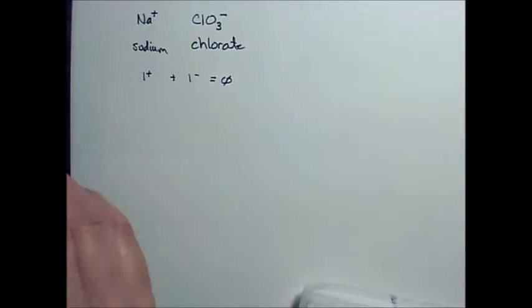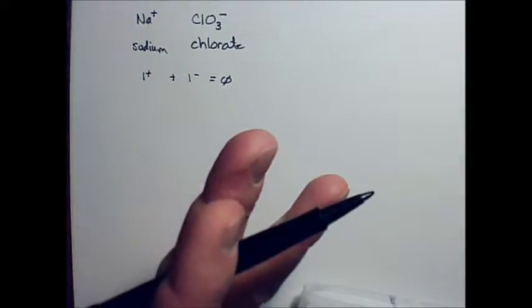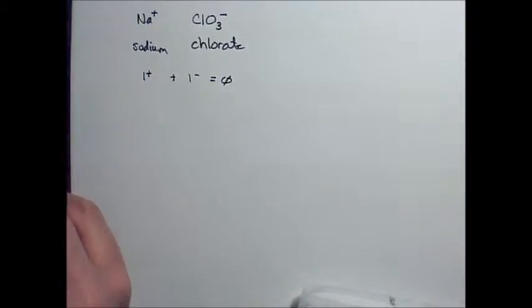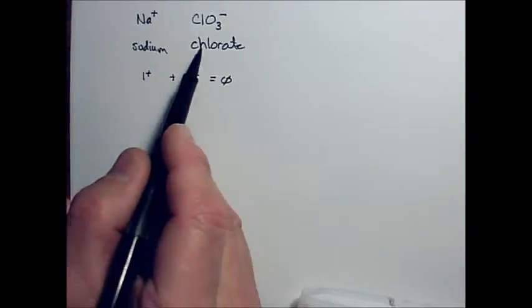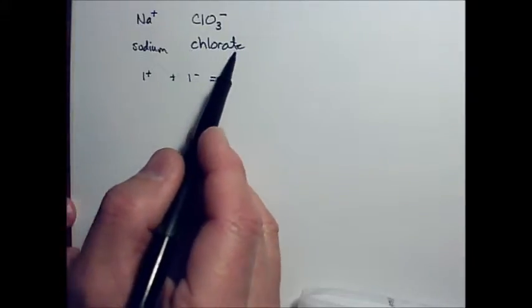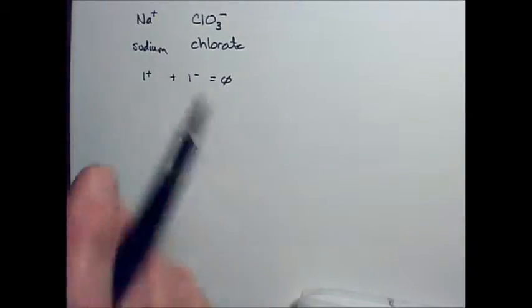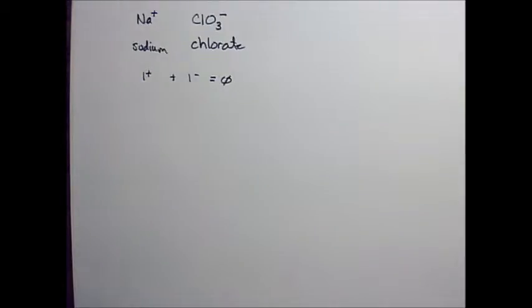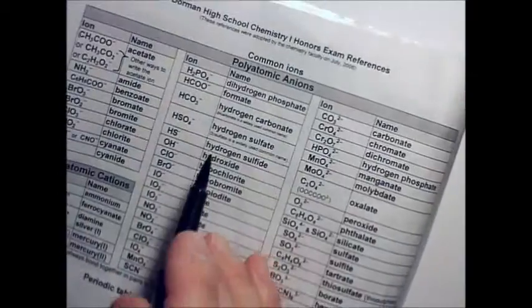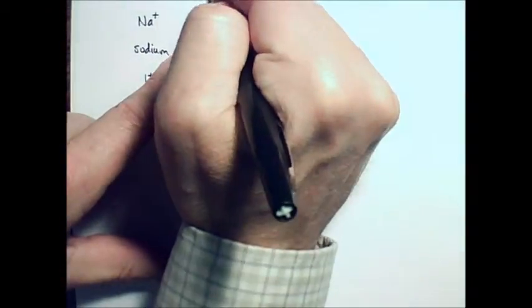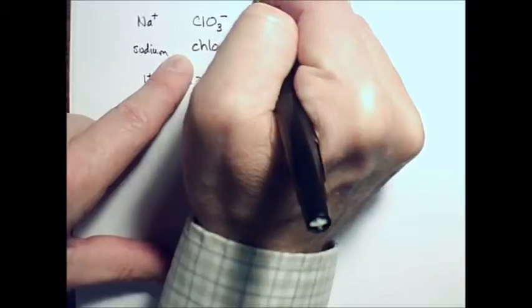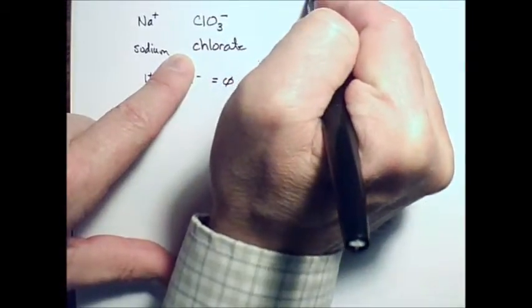Okay? But now I have to name it. Well, naming this is easy. If sodium only has one oxidation number, we don't have to put a Roman numeral on there, and we don't have to do anything to the name of the polyatomic ion. We name it the way it appears on the common ions list. If it says it's chlorate on the polyatomic ion list or the common ion list, that's what we're going to call it here. So the name of this compound is sodium chlorate.